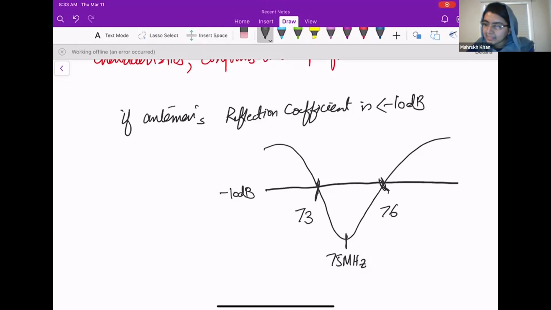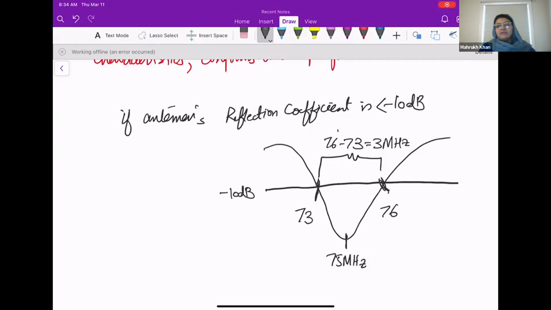So I can say that your impedance bandwidth is 76 minus 73, which is 3 megahertz. So when you listen all the time, we are talking on this bandwidth, right? On radio, they are talking about the range of frequency where they are operating.